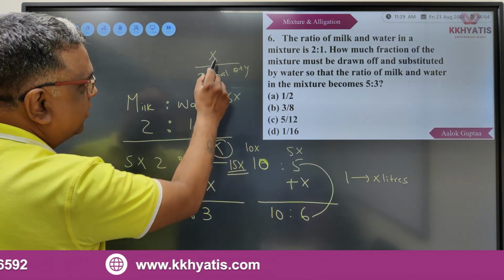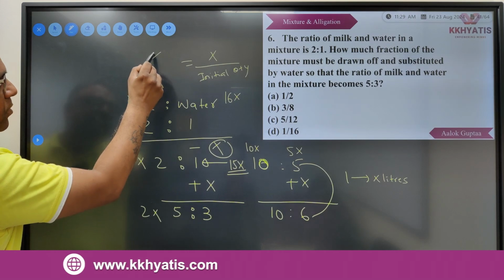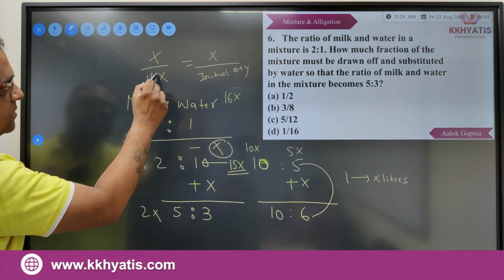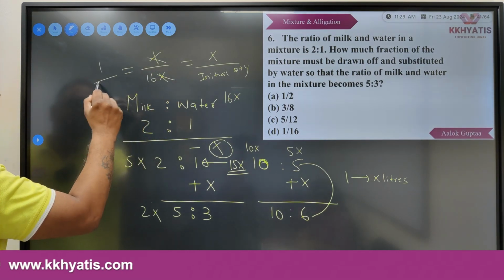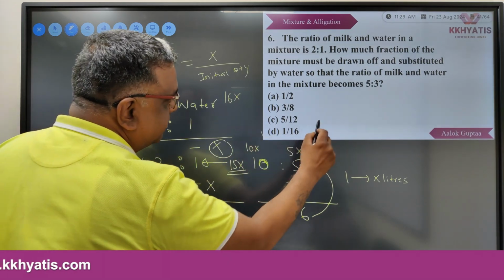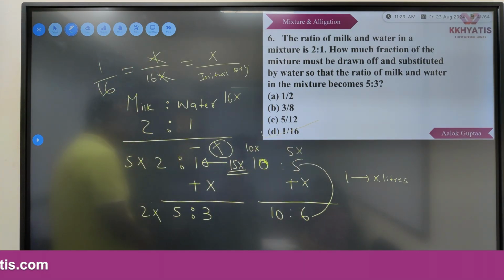And what am I being asked? x upon the initial quantity, which is 16x. The answer is 1/16. 1/16 is the answer.